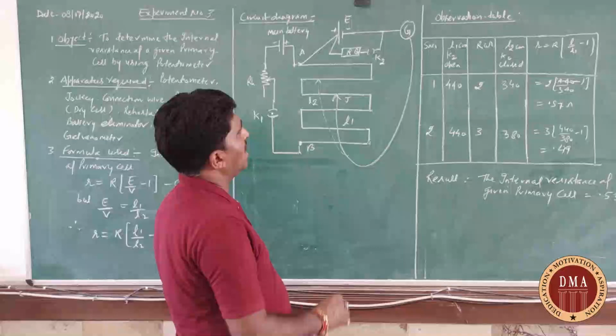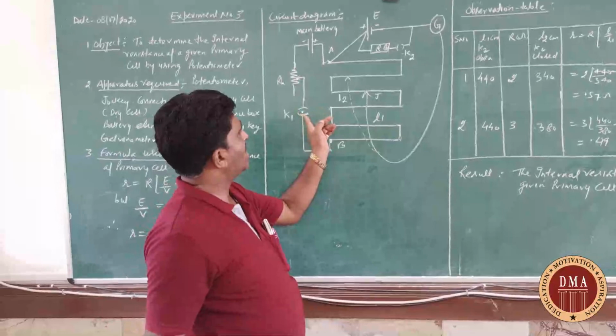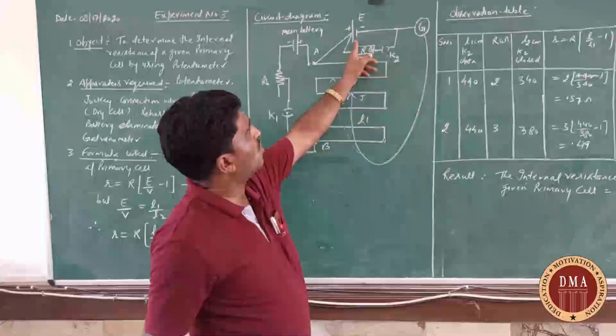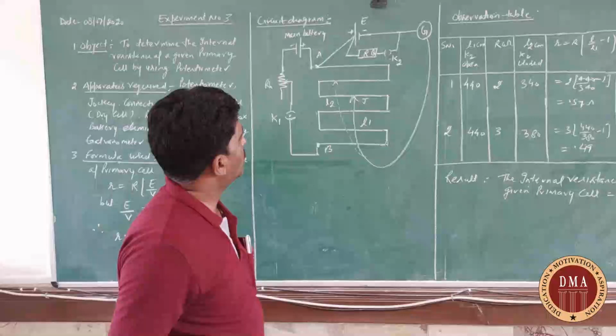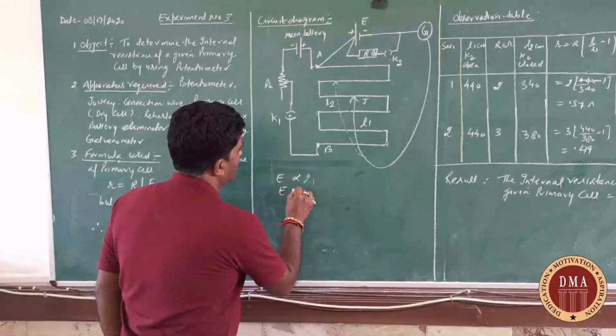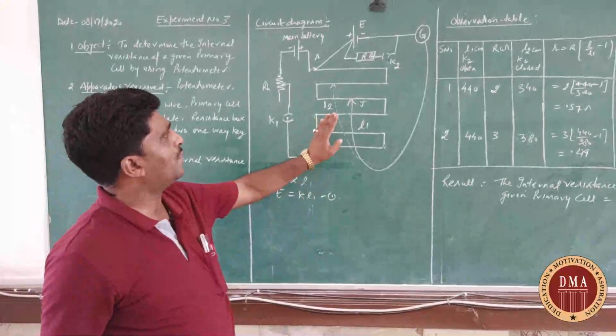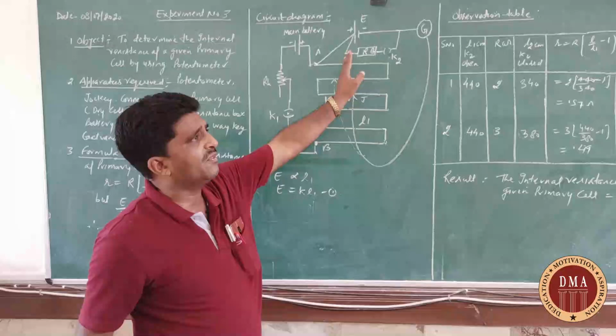First, K1 is closed and K2 is open. When K2 is open, there is no current drawn from the cell, so no current from this experimental cell. In that case, E is directly proportional to L1, so E is equal to K L1, equation 1, where K is the potential gradient of the potentiometer, and L1 is the balancing length for the EMF of the cell.